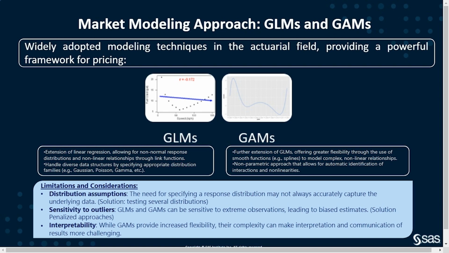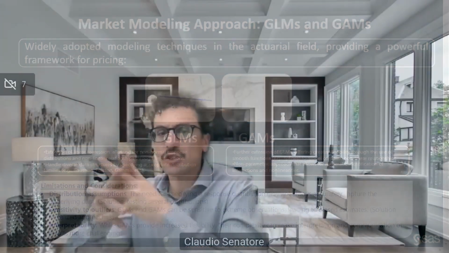To begin, let's briefly review the traditional GLM and GAM approaches. GLMs are a natural extension of linear regression, allowing for non-normal response distributions and non-linear relationships between predictors and responses. GAMs further extend GLMs by providing greater flexibility through the use of smooth functions. These models have been and are widely adopted for their ability to handle complex and non-linear relationships in insurance data.